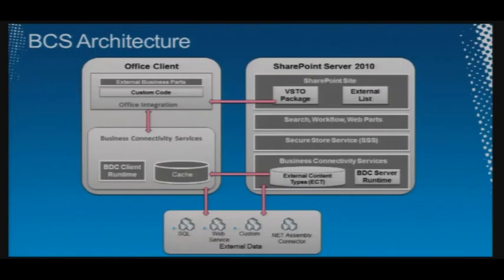Okay, next thing to talk about is a thing called BCS, Business Connectivity Services. Business Connectivity Services is all about allowing us to surface third-party application data into SharePoint and work with it as though it's SharePoint data. So basically have it appear to us, for the most part, as though it's just a standard SharePoint list.